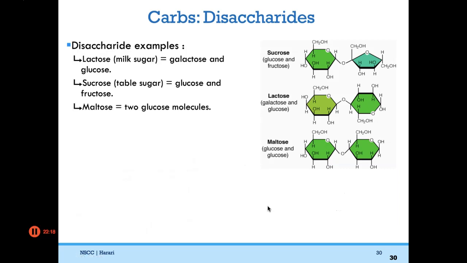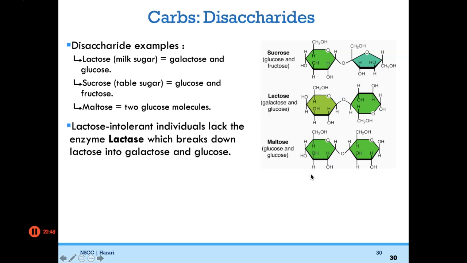So examples you should know in biology are lactose, which is the sugar found in milk. That's a galactose and a glucose together. We have sucrose, which is table sugar. That's glucose and fructose together. And maltose, which is found in beer. It's what starch gets broken down into by an enzyme called amylase. So these are double glucoses held together by a glycosidic bond.